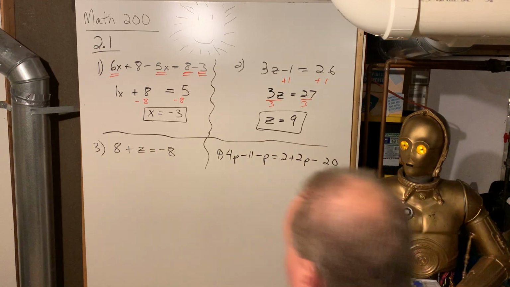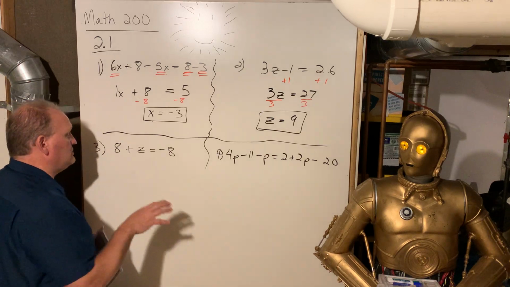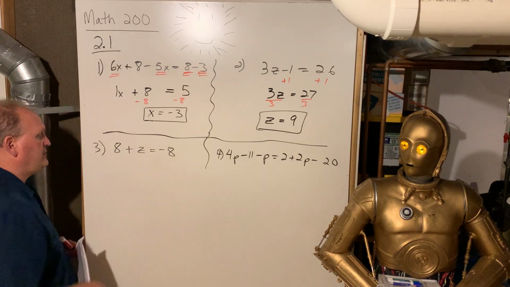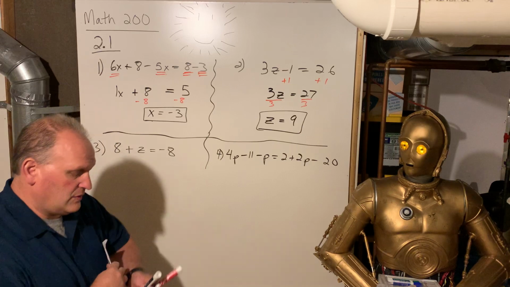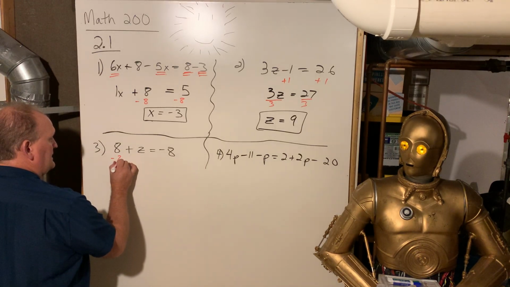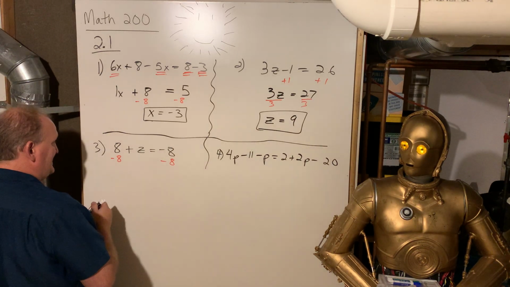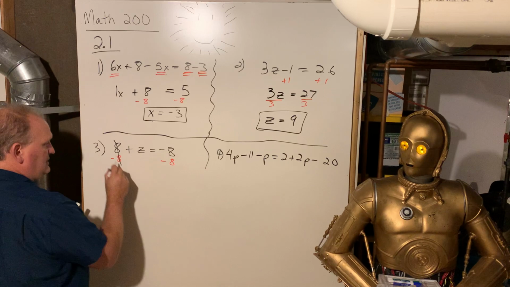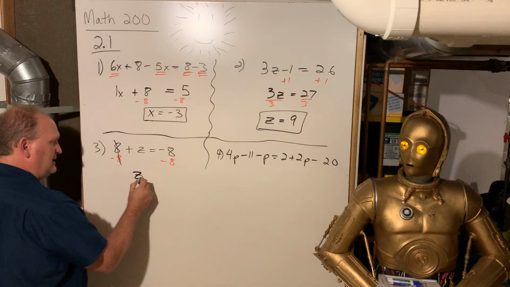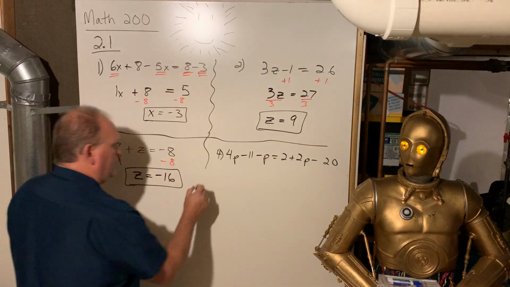All right. And so this, be careful. Lots of students look at that and they go, oh, I don't even have to do any work. It's 0. It's so not 0. If we isolate the variable, we would be subtracting 8 from both sides. And negative 8 and negative 8 is not 0. So this is 0 plus z, or just z. This is negative 16. All right?